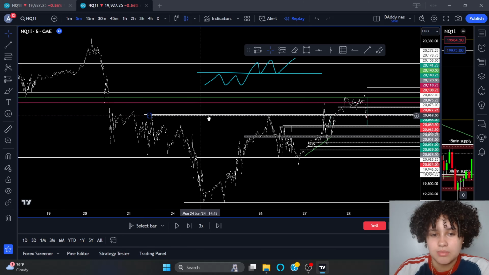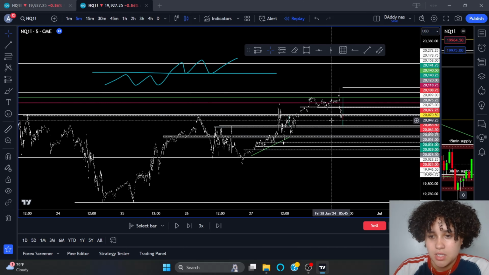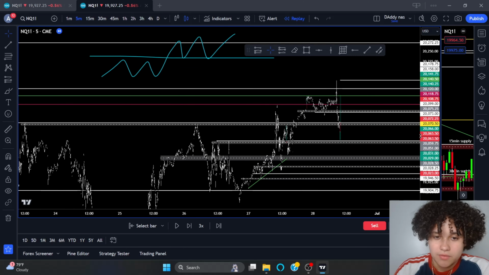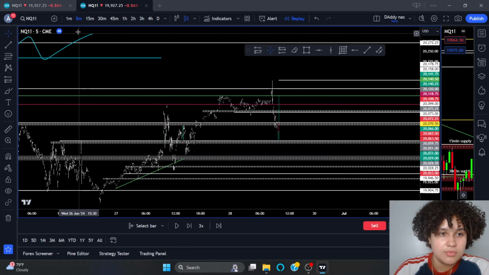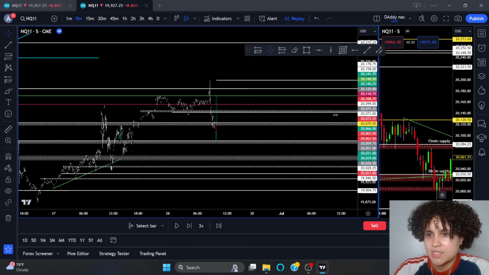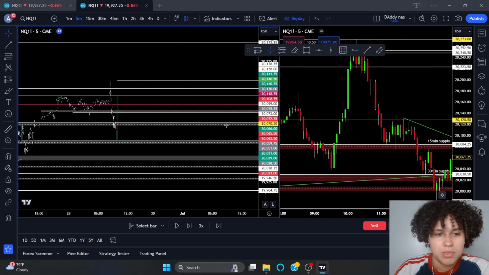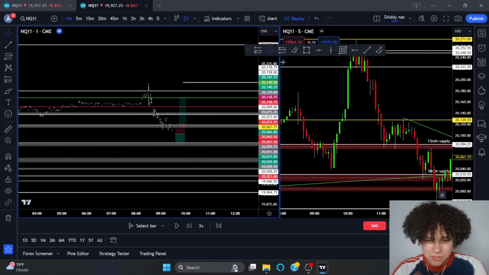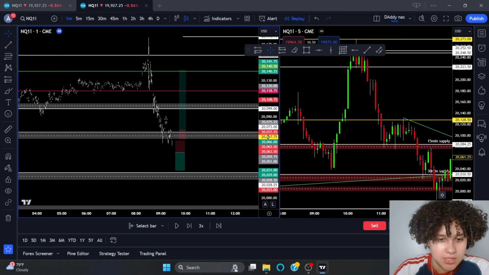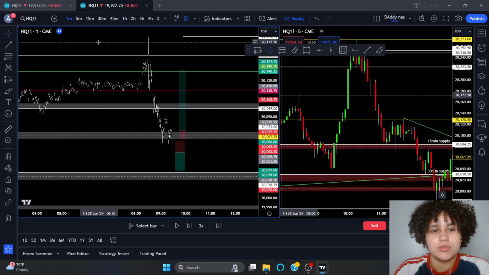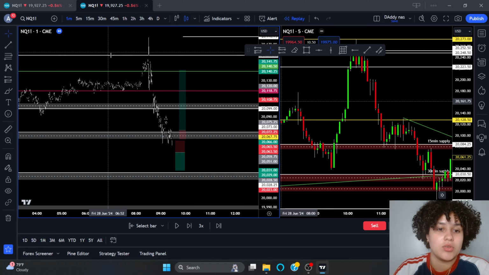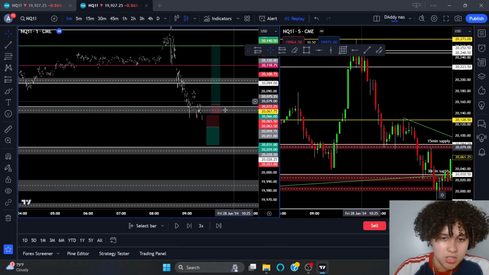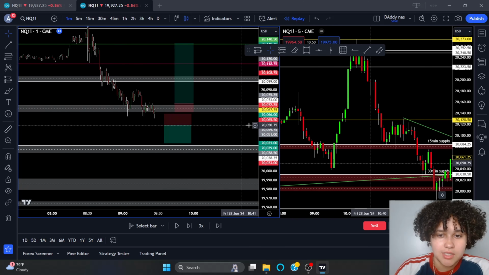I drew out some zones. This was the resistance, and we actually took the trade off of that zone. On the right side, I have supply and demand. I keep it on the 5-minute chart, and then on the left side, I like to do my analysis on the 5-minute chart, but execute on the 1-minute chart.